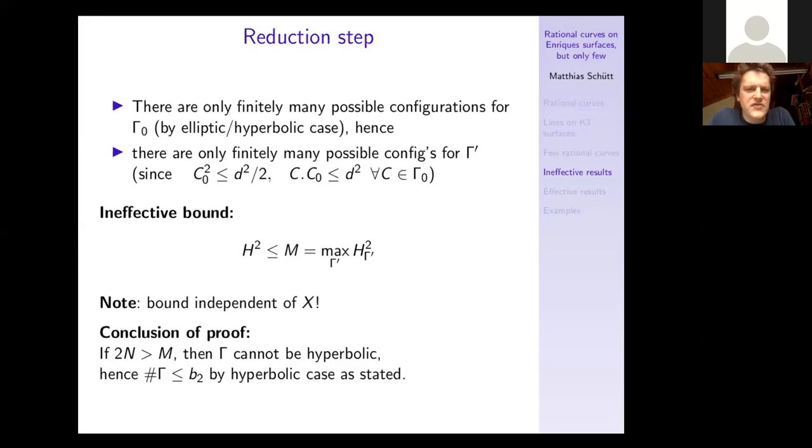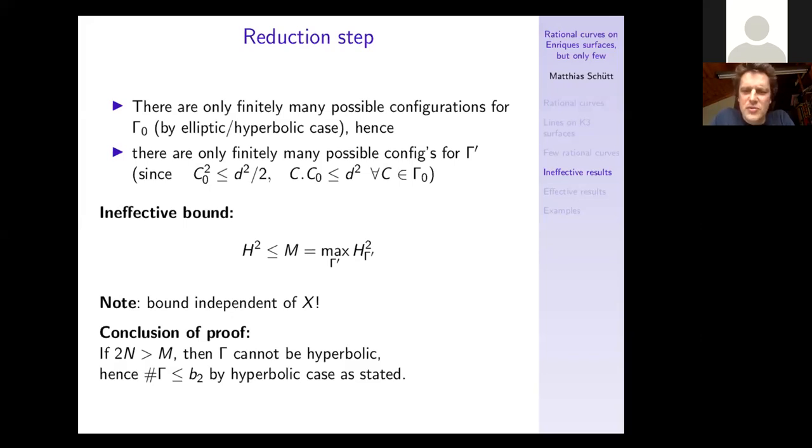So this gives finitely many configurations. And then adjoining the curve C0, we also have only finitely many possibilities because the square of C0 is bounded by d squared divided by 2, and the intersection of two curves is at most the square of the degrees. So this is bounded by d squared. So that means there are lots and lots, but only finitely many possible configurations that we have to consider.